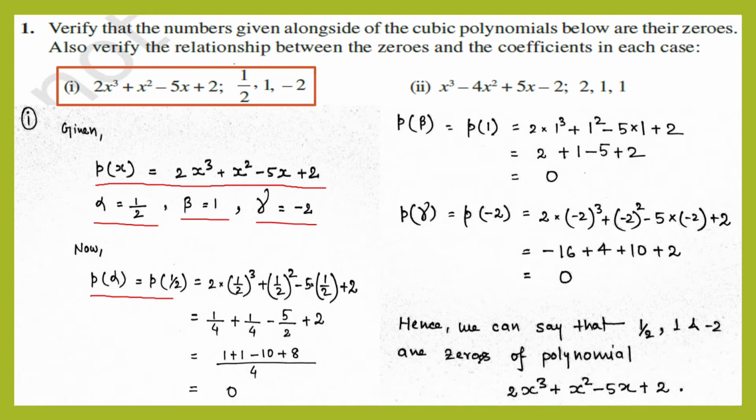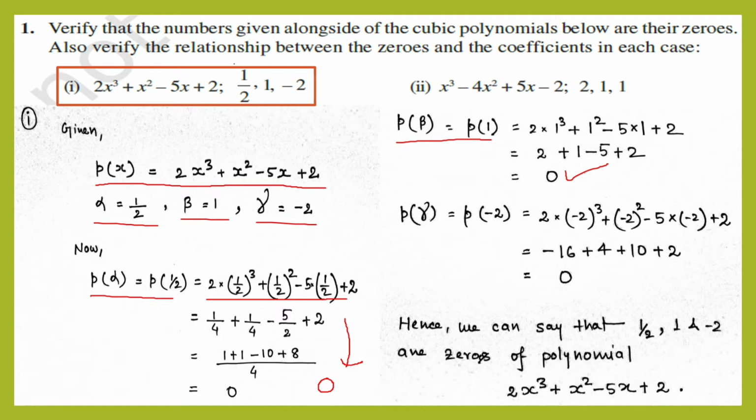Now we will replace x with 1 by 2 in the given polynomial p of x. When we calculate, this will reduce to 0. That means p of 1 by 2 is equal to 0. It signifies that 1 by 2 is a zero of the polynomial p of x. Now we will do the same for beta and gamma. We will calculate p of beta, that is p of 1, and we will get it equal to 0. That means 1 is also a zero of the given polynomial p of x.